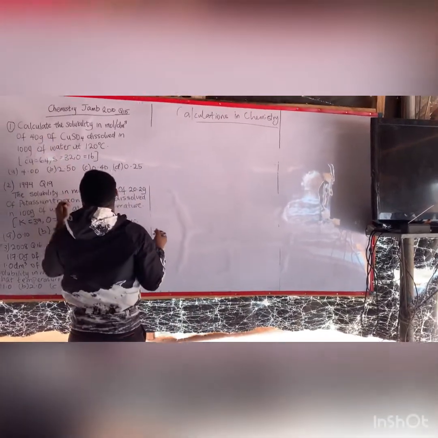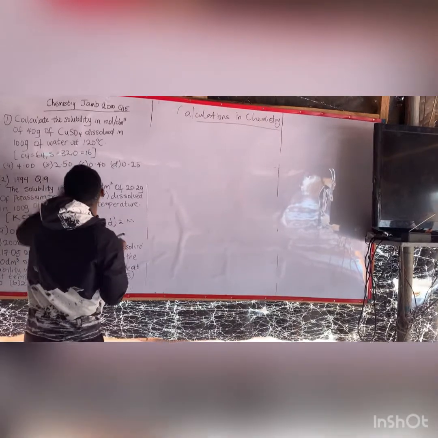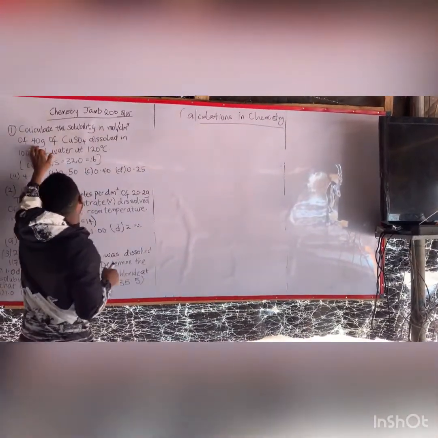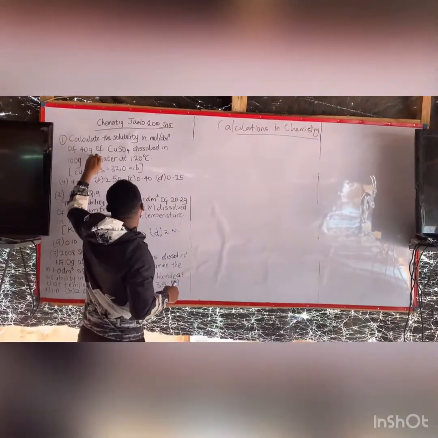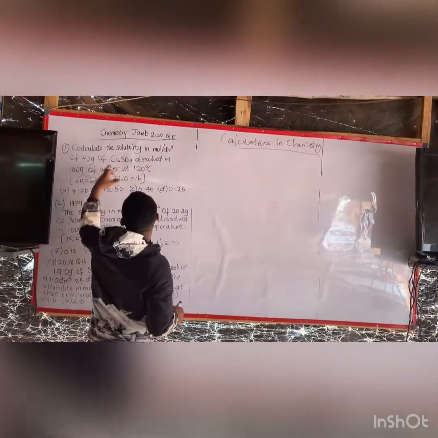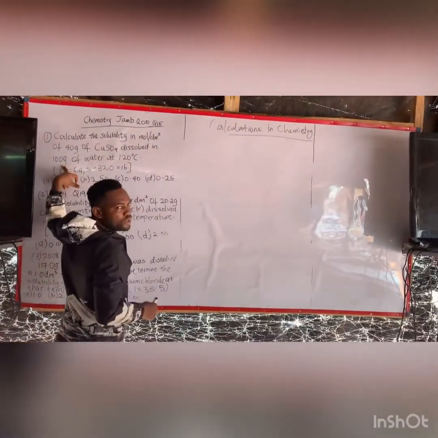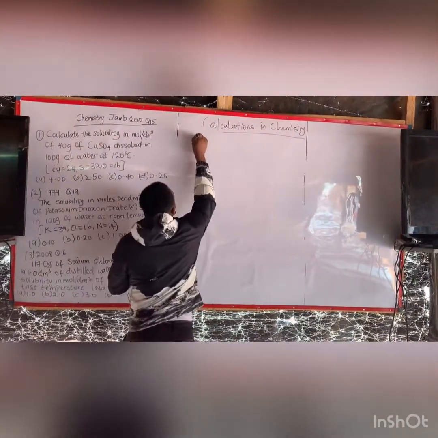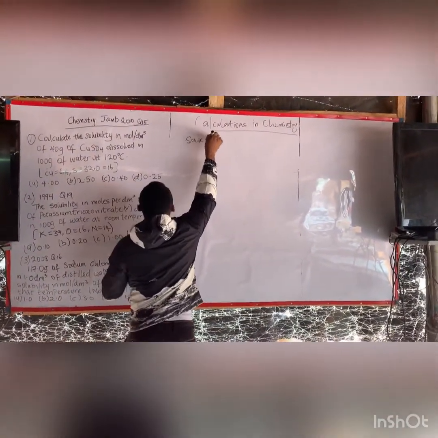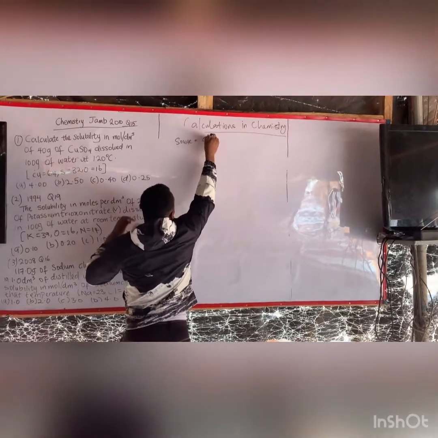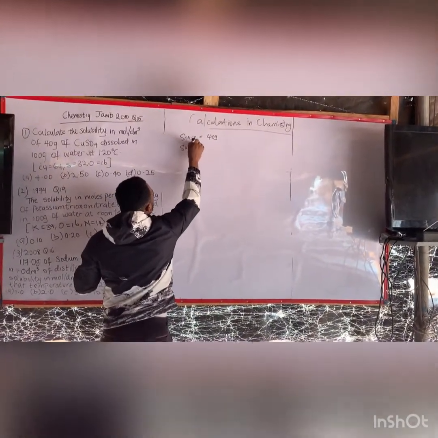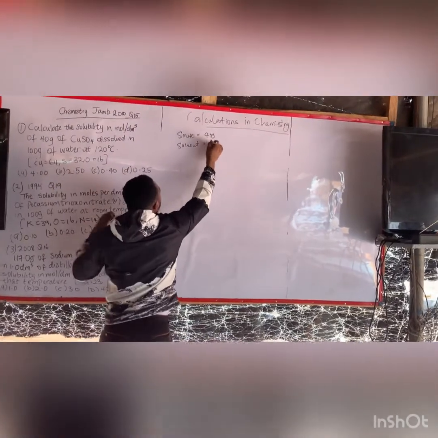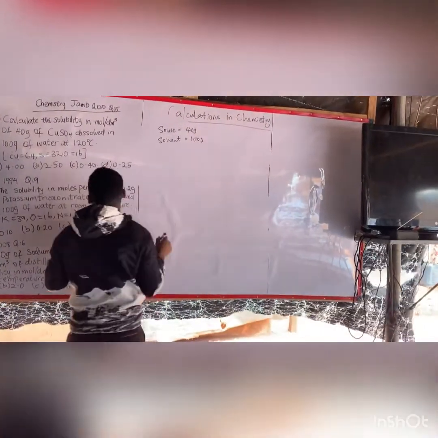Solving this question, if you look at it very well, it says calculate the solubility in mole per dm cube of 40 gram. What are they dissolving? They are dissolving 40 grams of this substance in 100 grams of water. So what is my solute in the question? My solute there is 40 grams. Now, what is my solvent? What I'm dissolving it in? My solvent is 100 grams.